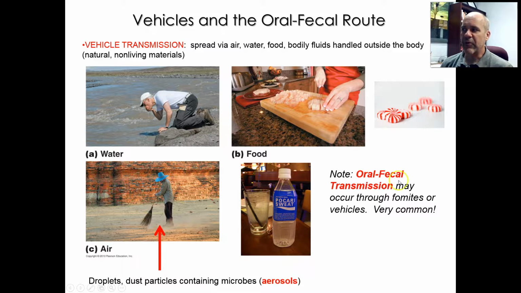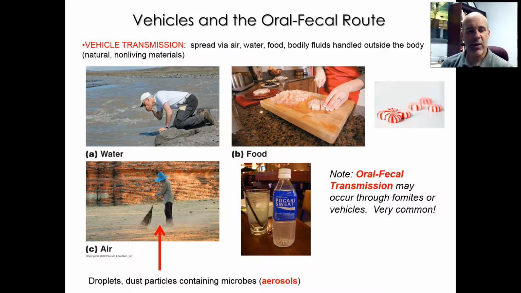The special case, the oral fecal transmission route, or fecal oral. A lot of people say fecal oral. And that can occur through fomites or vehicles, very common. So anything that gets shed in the feces, any kind of intestinal pathogen, many different types, get shed in the feces. It's gross to think about, but there's fecal contamination all over the environment. You know, people don't wash their hands necessarily all that thoroughly, and any type of fecal contamination out in the environment could be harboring intestinal pathogens.